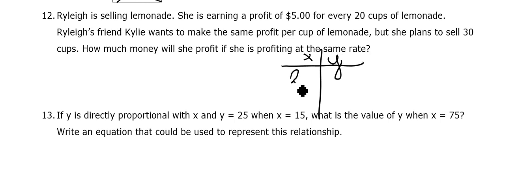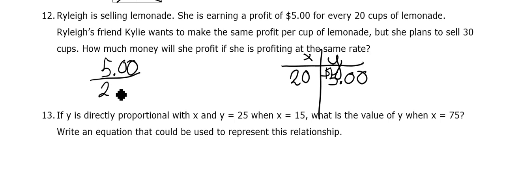Okay, so let's start with Riley's 20 cups of lemonade, which we know costs $5. So I'm going to organize that into a table. So if she's selling 20 cups for $5, I want to know how much she's selling for 1 cup. So I'm going to take that $5 and I'm going to break it into 20 pieces, the 20 cups of lemonade that she sold. And I should get 25 cents or 0.25. So she's charging 25 cents for 1 cup.